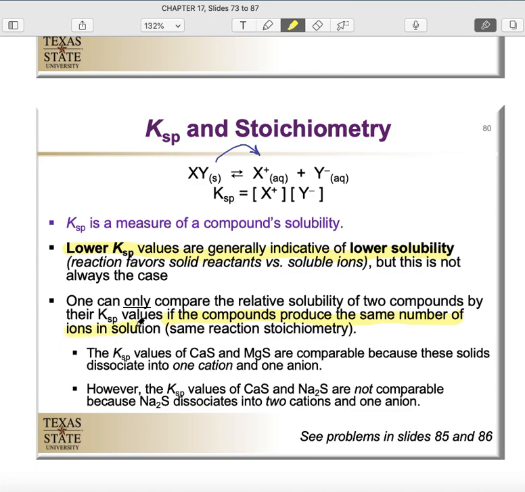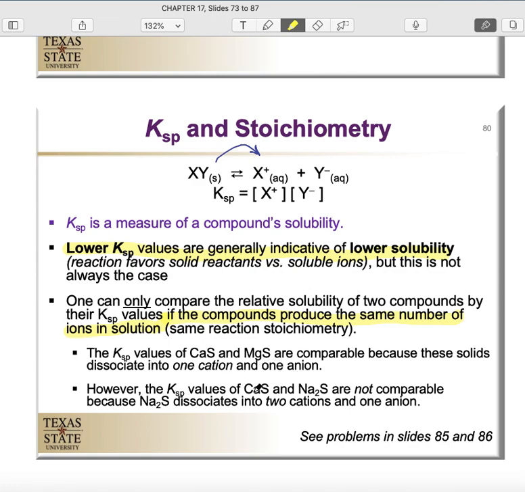And I will be showing you in a problem why that is the case, like why, if they don't have the same number of ions, the Ksp is not going to be able to tell us which one is the most soluble. And here when I say that they produce the same number of ions, this is what I mean. So for example, calcium sulfide and magnesium sulfide, when they separate into ions, they separate into one cation, calcium or magnesium, and one anion, sulfide, right? So they both have the same number of cations and the same number of anion moles.